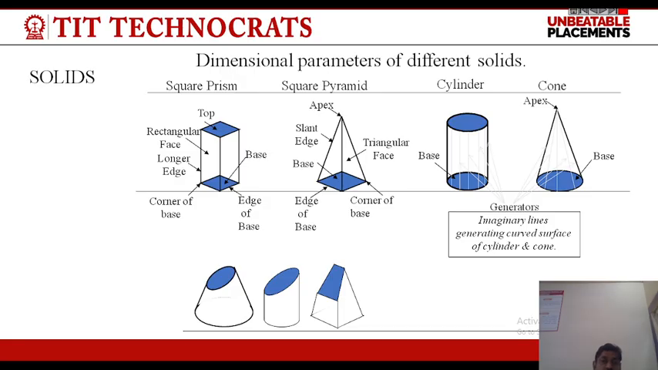This is the square prism: top face, and this is the bottom face, long edges, rectangular. A square pyramid, the topmost is known as the apex. This is the slant edge, base, triangular face, edge of the base, corner of the base.